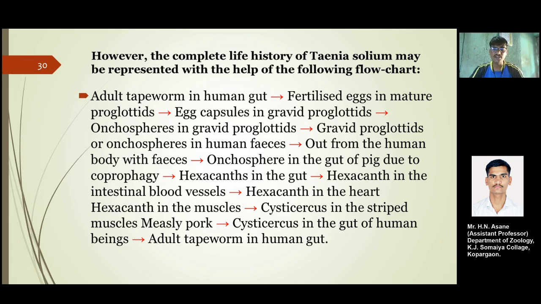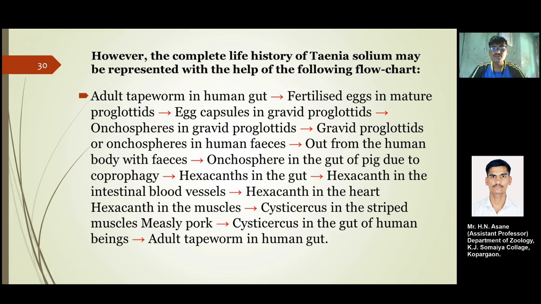If you study these four types of life cycles, definitely one life cycle will come for the 10 marks in your term examinations. So the adult tapeworm in the human gut, that is the first step, then the fertilized egg in a mature proglottid. Then the second step will be the egg capsules in a gravid proglottid.